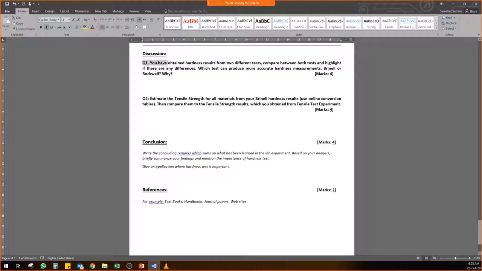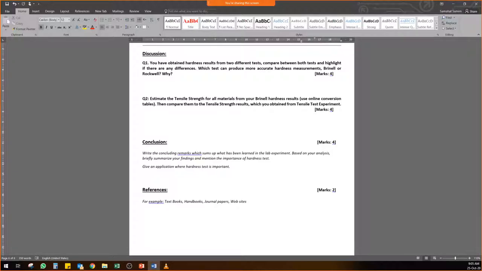So question number one here is, from the results of the 2 tests, Brinell and Rockwell, compare both. So you need to tell me the comparison between the both tests. Which test can produce more accurate results, Brinell or Rockwell? Why? Question number two is, estimate the tensile strength for all materials, so the 3 materials. From the hardness number, we can get the tensile strength. So I want you to use the online conversion tables, which are given by the link in the PowerPoint, and compare the tensile strength from the hardness number with the tensile results from lab number 4, if you remember, and tell me what is the difference.